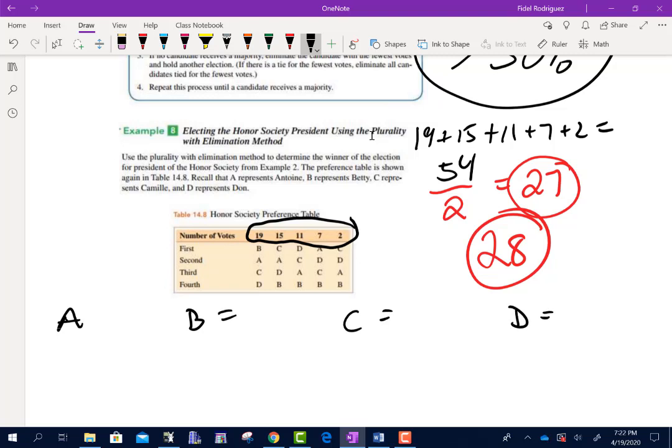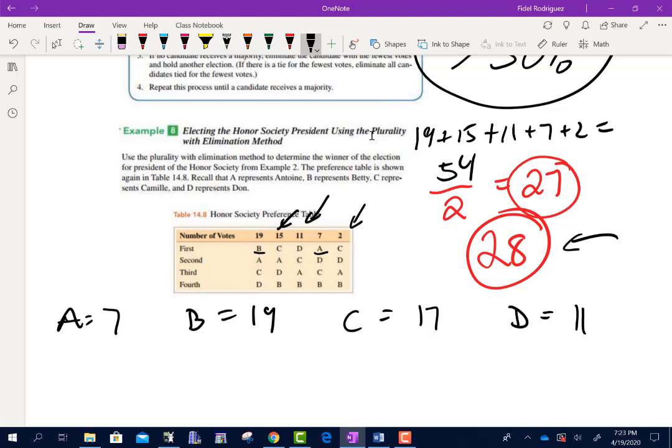And we're going to look at the number of first place votes that each person received, okay? So Antoine received 7 votes. Betty received 19 votes. Camille received 15 and 2, which was 17 votes. And Don received 11 votes, okay? So remember, the majority here would be 28.